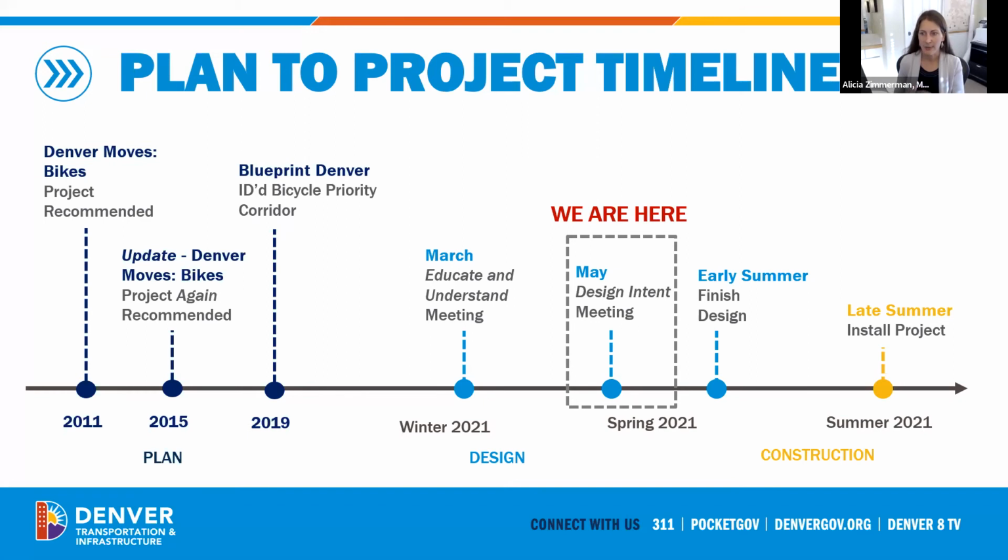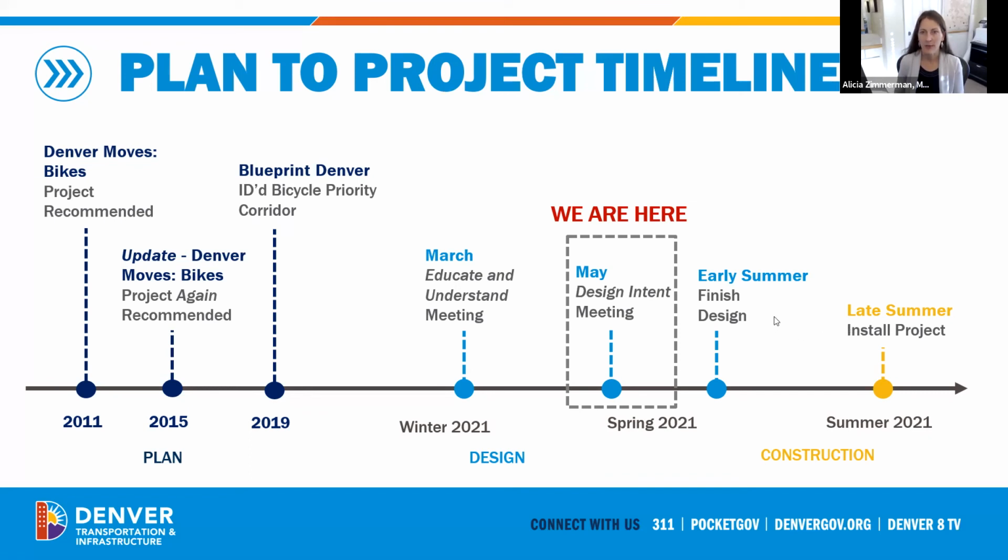But for now, on the timeline, Ashley already covered how this project came about in the planning phase through the Denver Moves Bikes update to that plan, as well as Blueprint Denver. We came and spoke to you earlier this spring and gave you more of the background on it. Now we've shown a little bit of most of the design pieces. And here we are in late May, at the design intent meeting, which is what we call the meeting when we give you as much design info as we have.